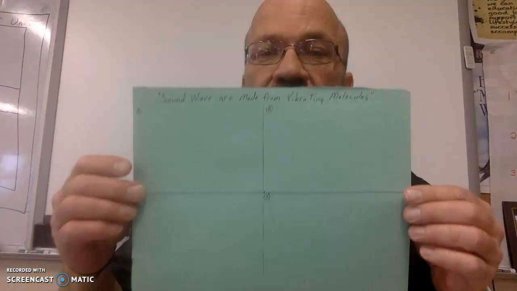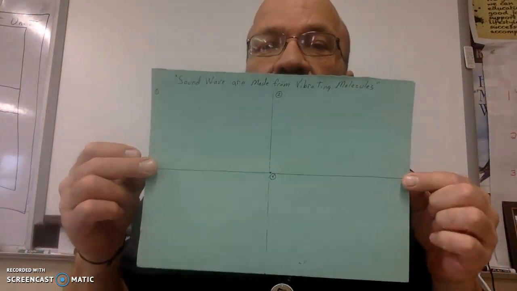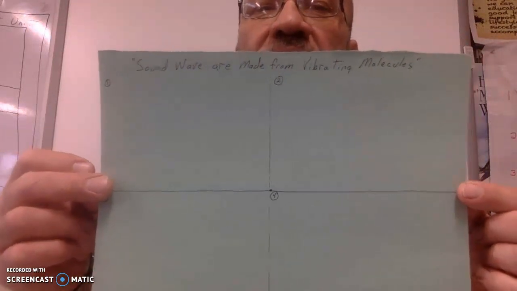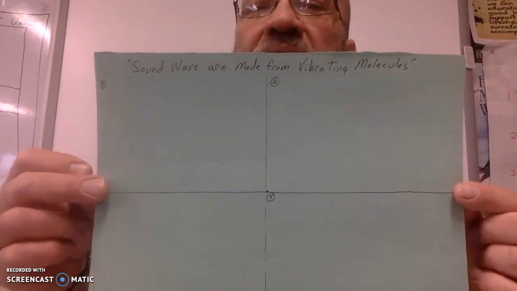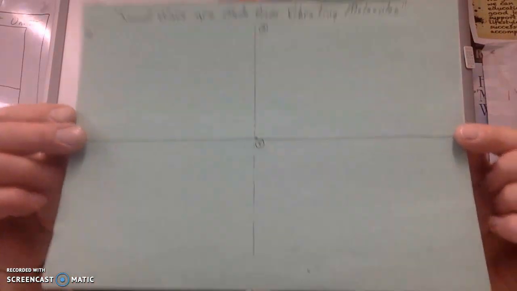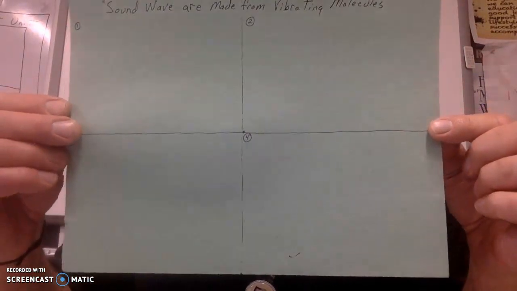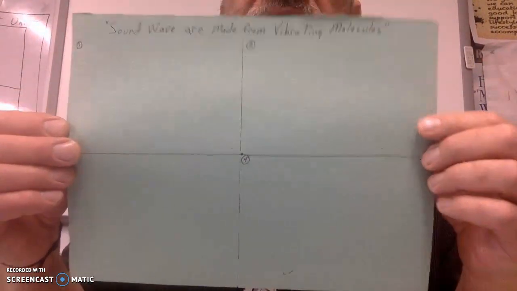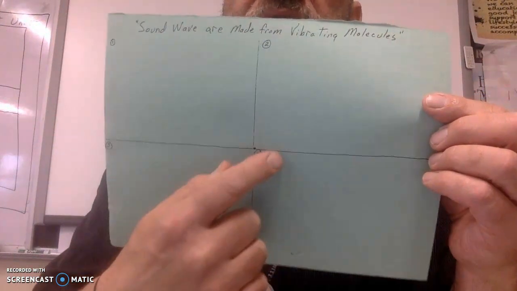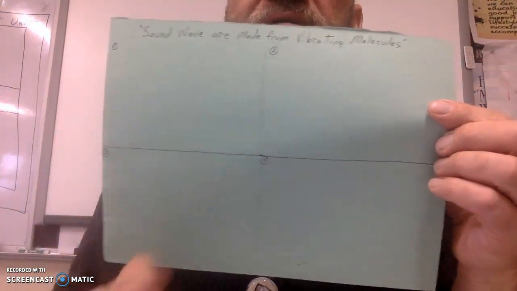So, what you're going to do now is take a construction piece of paper and write on there "sound waves" with an S. Sound waves are made from vibrating molecules. And you are going to draw 4 pictures neatly and do them here, here, here, and here.